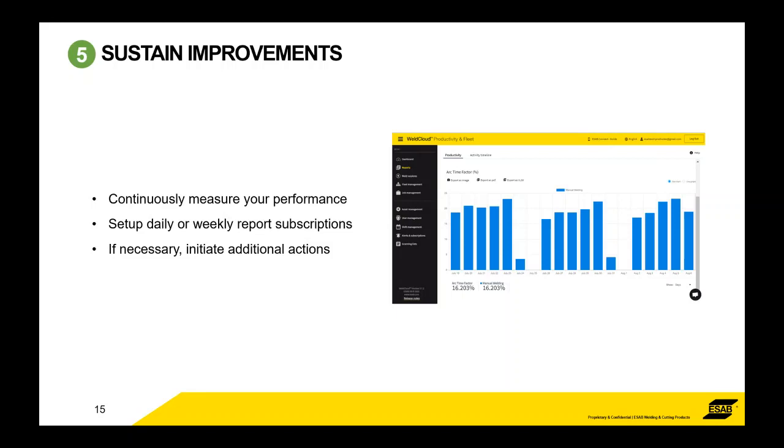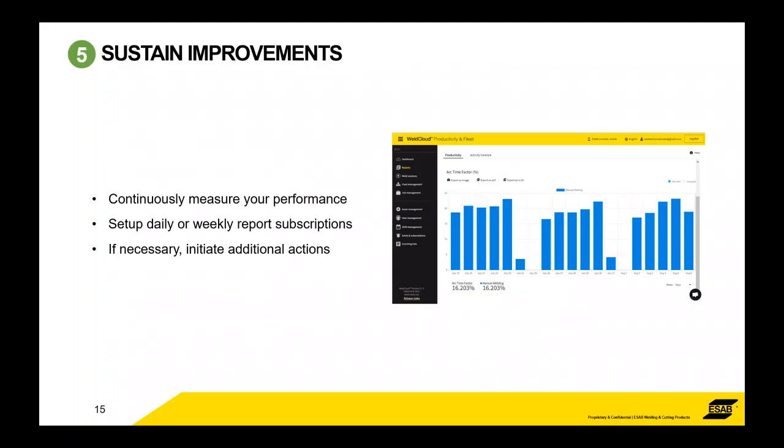And when you're done, you need to, of course, sustain those improvements. What is important here is to continue to measure your performance. That is, set up daily or weekly or whatever might be a good cadence for you as a company.